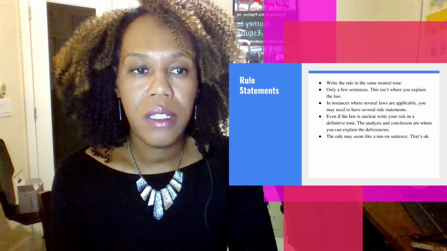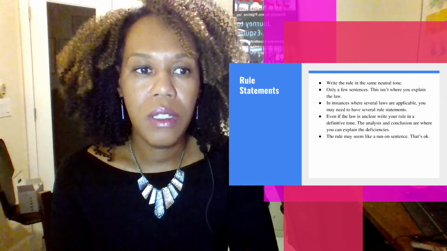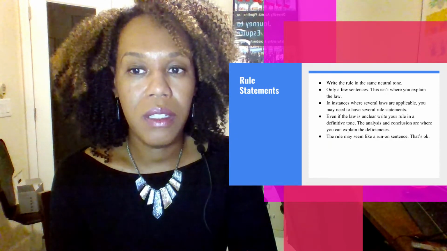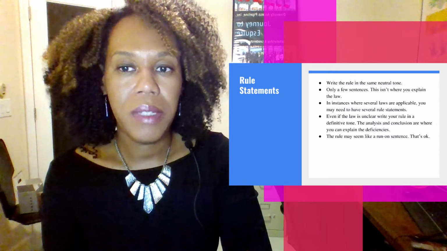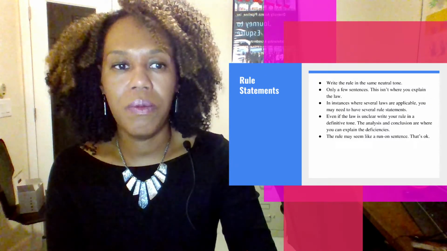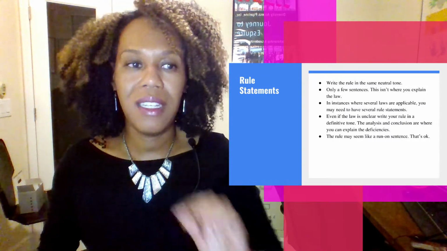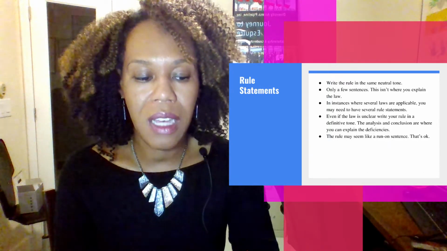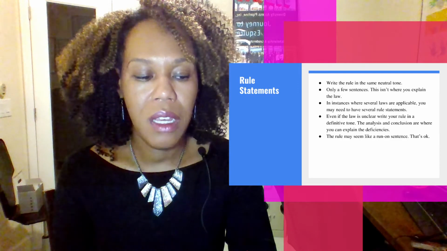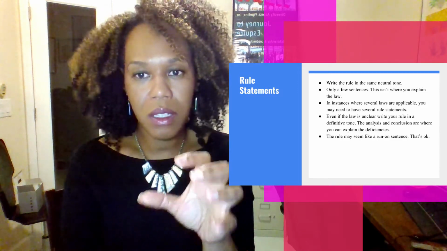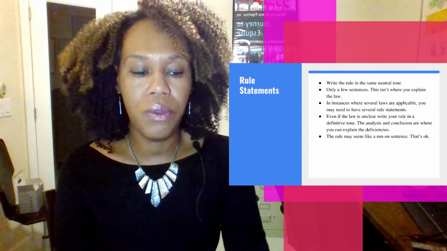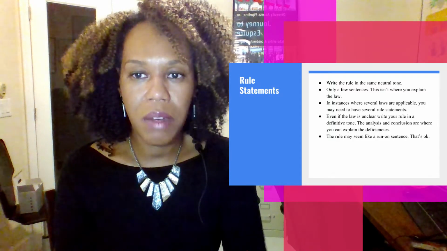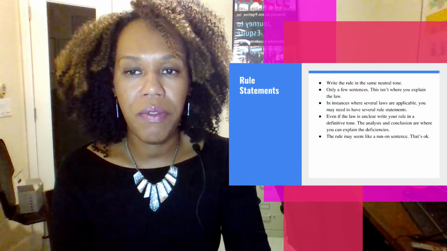So only a few sentences for the rule statement. This isn't where you start to explain the law. This is a common mistake I see a lot of students make. They write whole paragraphs. They state the entire law and every exception and nuance. Not the time. I need a basic rule statement. And so you may have to start with the subsection of the rule or the exception of the rule because there's a lot to talk about there. And that's going to be based on what the facts trigger.